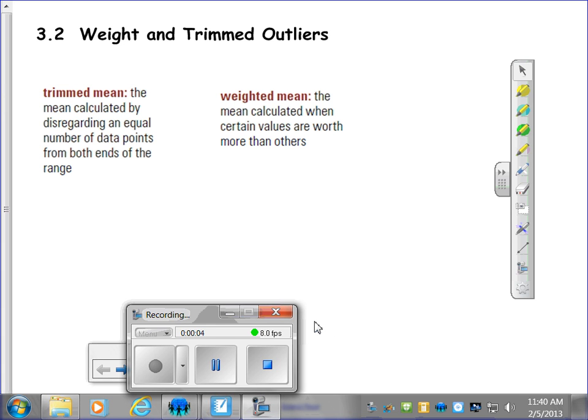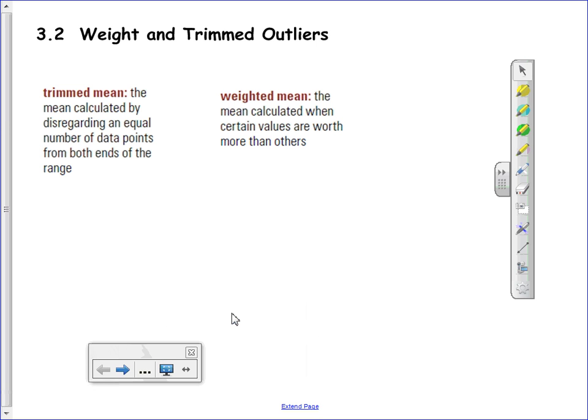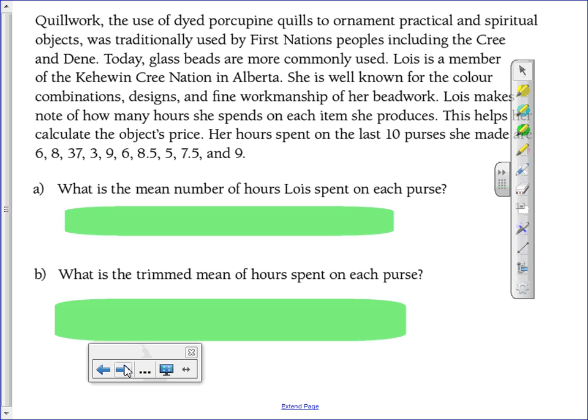Okay, today we're going to look at 3.2, which is a relatively short section, and it involves two things involving statistics. One is called the trimmed mean, and you can see the definition on your screen, and there's also the weighted mean. And to illustrate both of them, I am again going to look at an example.